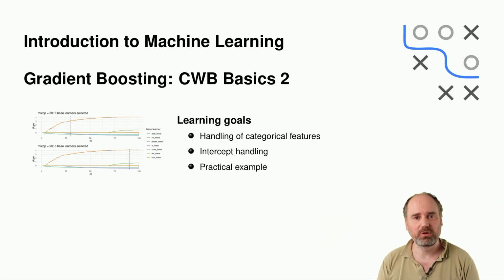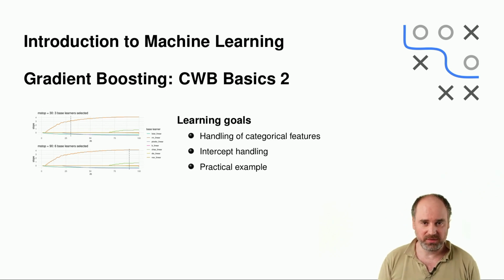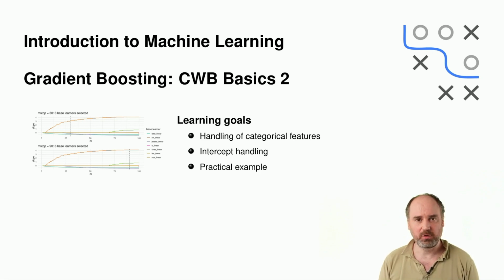Also talk a little bit about intercept handling. It's also a special thing that's a bit discussion-worthy. And then there will be a lengthy animation at the end where we run component-wise boosting on a more realistic data set, and we'll peek into the details of what happens as the algorithm runs along in terms of pseudo-residuals and reduced risk, and how the effects of the associated features develop.